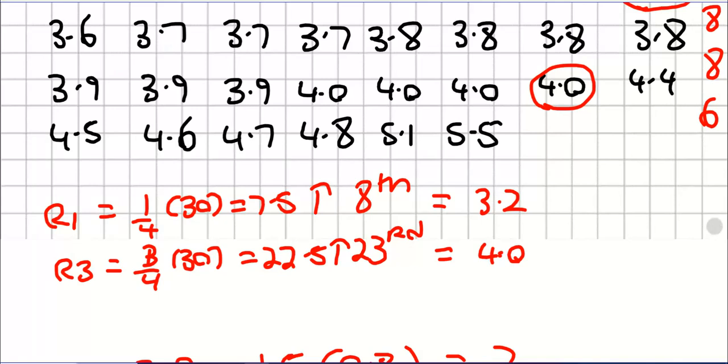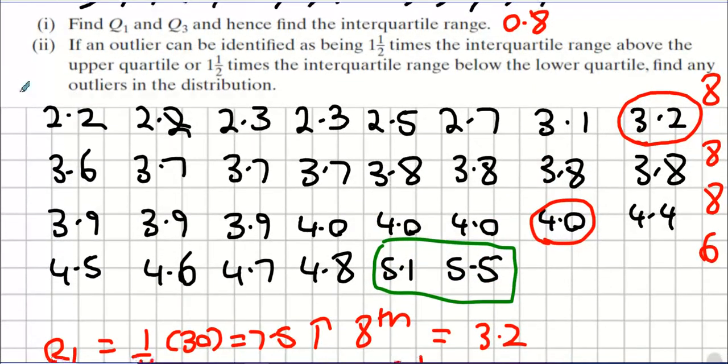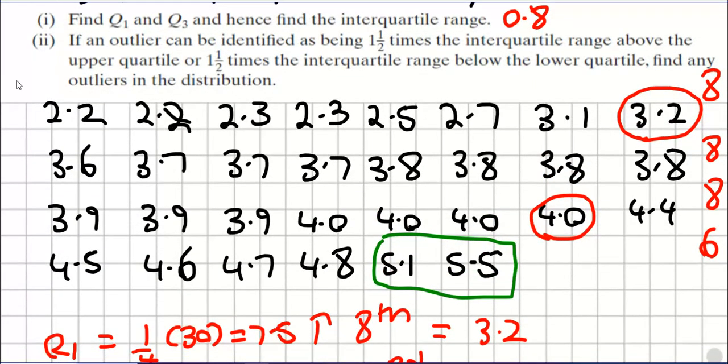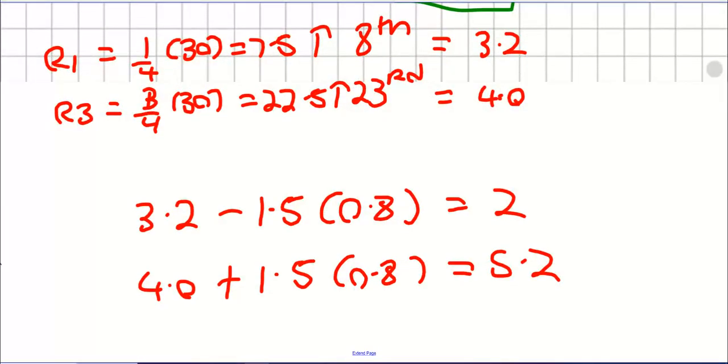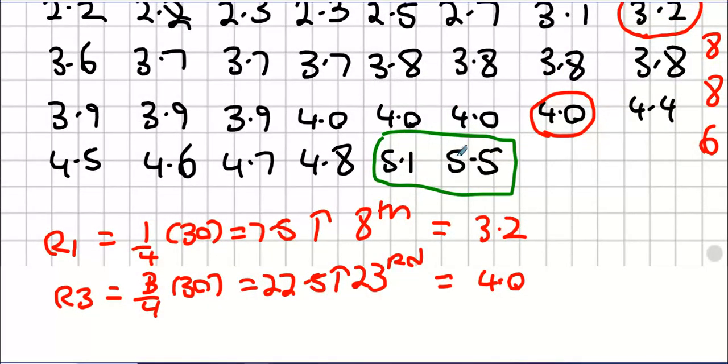So what do we think? These two here are outliers. And what else do we think is an outlier? Is that it? There's nothing below 2, is there? So only 5.1 and 5 point... Only 5.5. Oh, yeah. Not 5.1, only 5.5. All right. Are you happy enough with that question now?